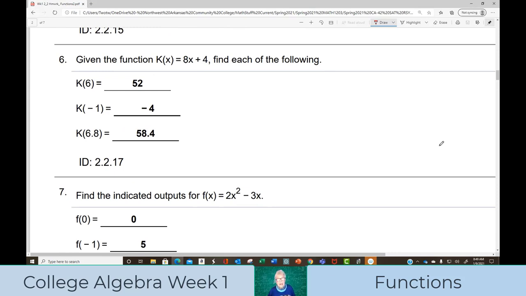We're going to do more evaluating now. Here we have a function k of x. It's just a function. And what this means is y equals 8x plus 4. So how do I evaluate for x equals 6? Well, k of 6 is going to be... 6 goes in where the x is.